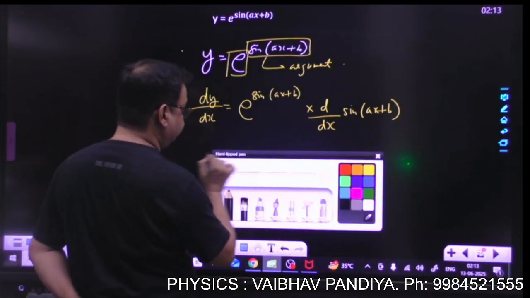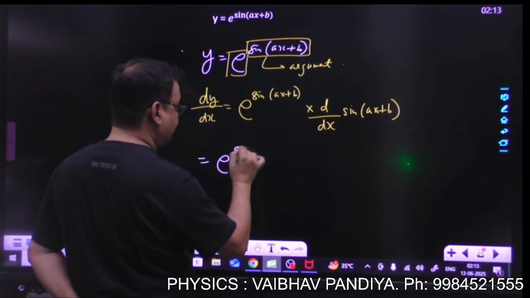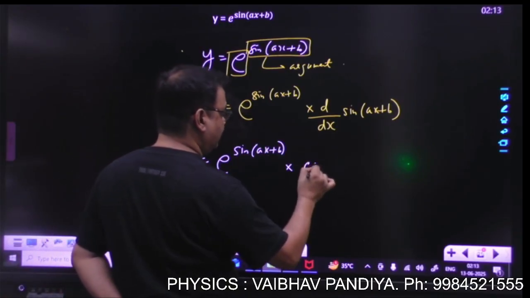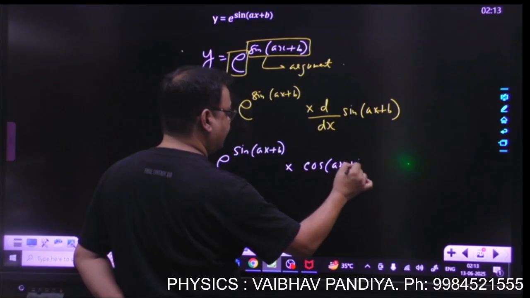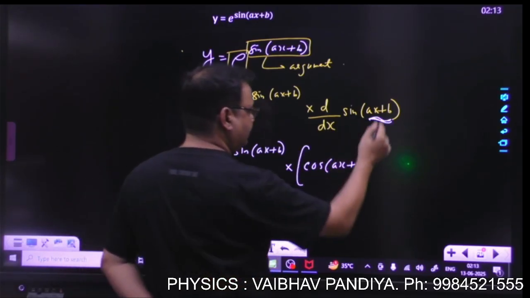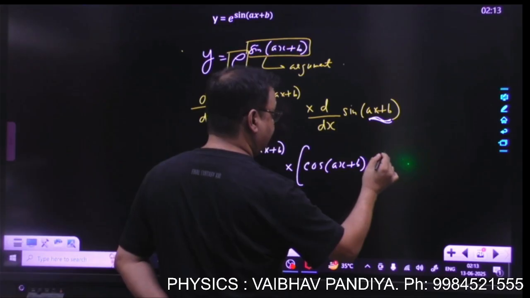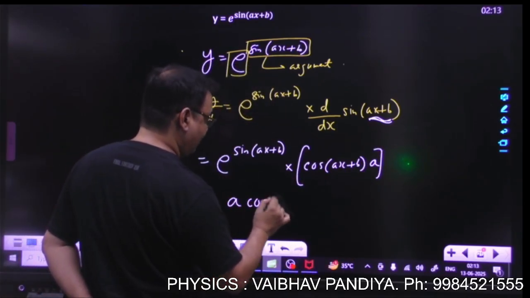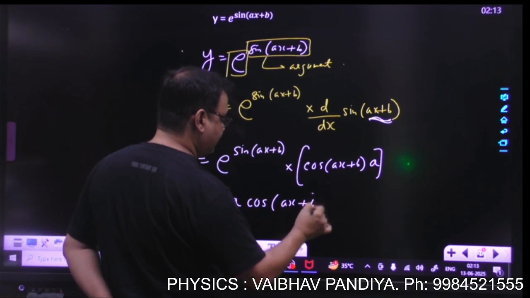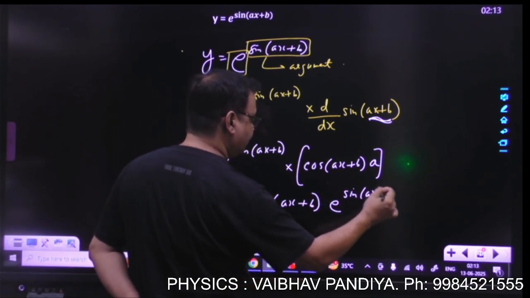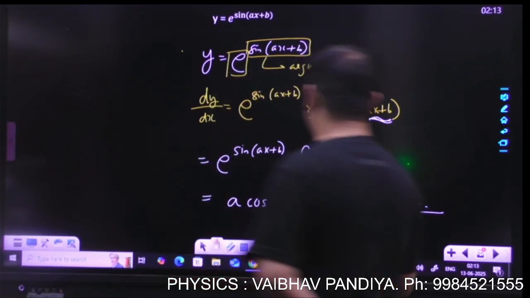So you will get e to the power sine ax plus b multiplied by cos ax plus b, and here again we have to apply the chain rule because this is not the standard form. So the derivative of ax is a and the derivative of b is 0. So your answer will be a cos ax plus b multiplied by e to the power sine ax plus b. That is your final answer. Got it?